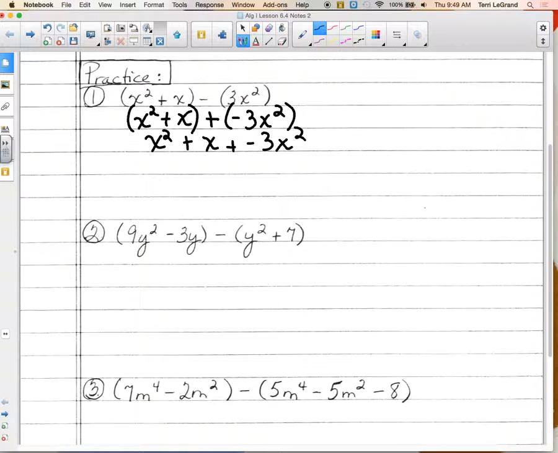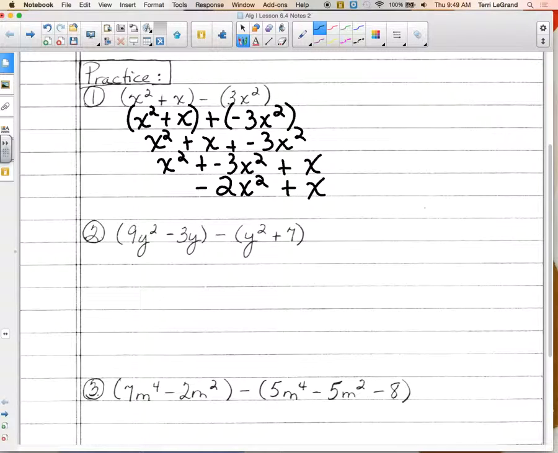Now we're just going to follow the same things we did yesterday, which is rearrange the terms so like terms are grouped beside each other. And we want our answers to end up in standard form when they can. So we have x squared plus negative 3x squared. What does that combine to be? That's a negative 2x squared. And we don't have another term to add that x to.